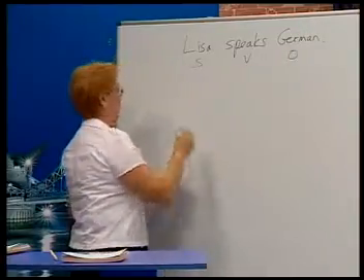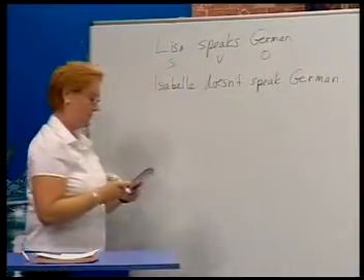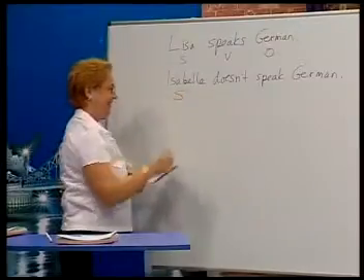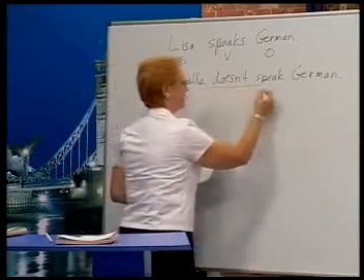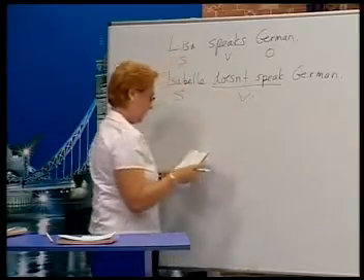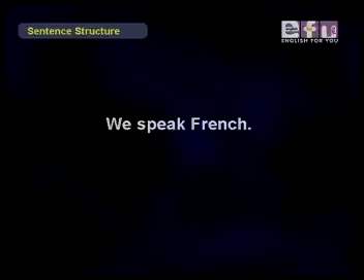Okay, here's another sentence. Isabel doesn't speak German. Okay, here we go. Isabel, what is the subject? Isabel. Okay, Ali, what's the verb? Doesn't speak. Yes, this is the verb, 2 words. And Lisa, what is German? The object. Yes, good. Okay, one more. We speak French.